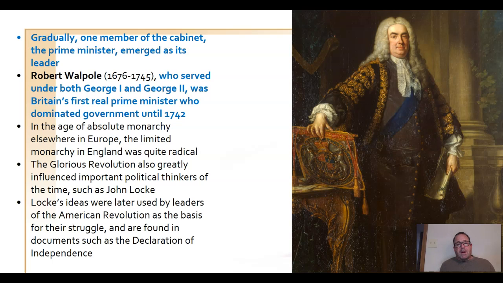So whichever party has a majority within Parliament selects one of its own members of Parliament to serve as the Prime Minister. So that is something that takes place in the first half of the 18th century. So the emergence of the Prime Minister position in England.